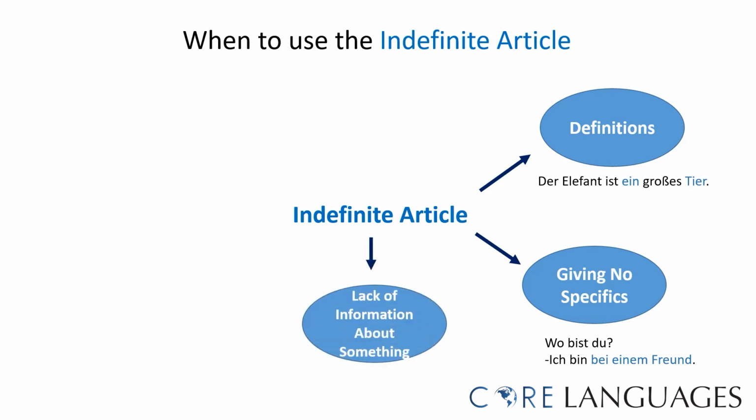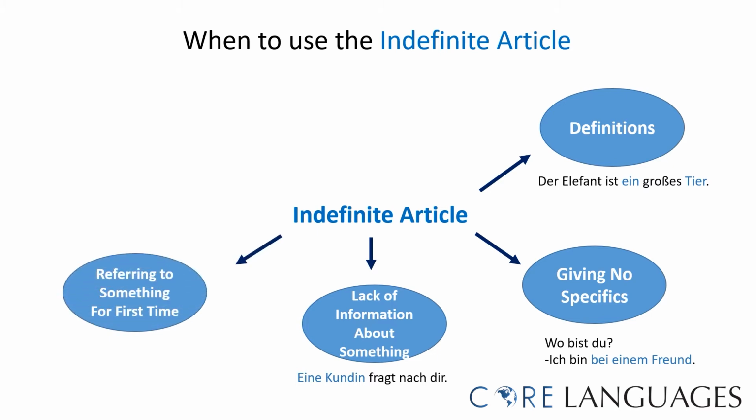We also use the indefinite article if we lack information about something. For example, eine Kundin fragt nach dir. A customer is asking for you. In this example, we are using the noun Kundin, which is female customer because of the ending -in, so we need to use the indefinite article for feminine nouns, eine.